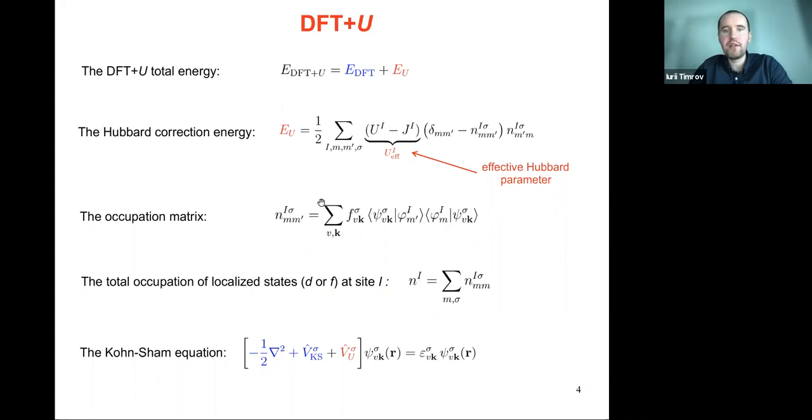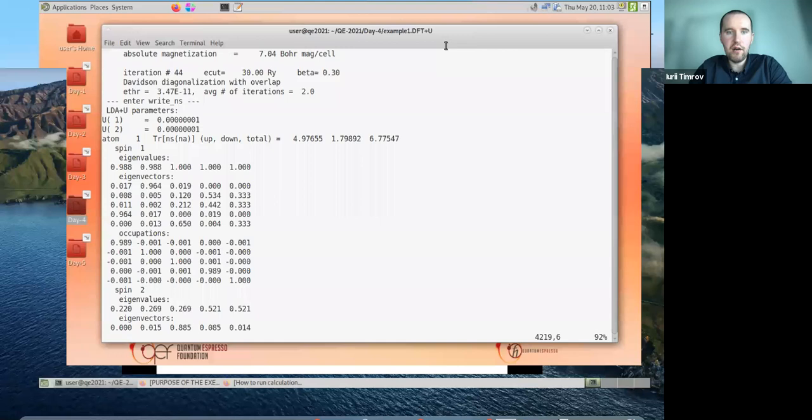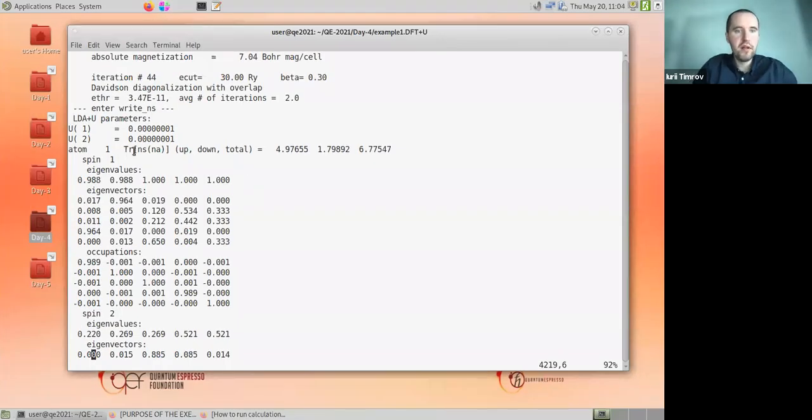We can also diagonalize this 5 by 5 matrix and obtain its eigenvalues, which can also tell us what's happening in the system. So let's see where this is. In the output, we see the trace of the occupation matrix. This matrix is called ns, and na is the atomic index. So we take the trace of this 5 by 5 matrix, and we have the spin up, the spin down contribution, and the total, which is spin up plus spin down.